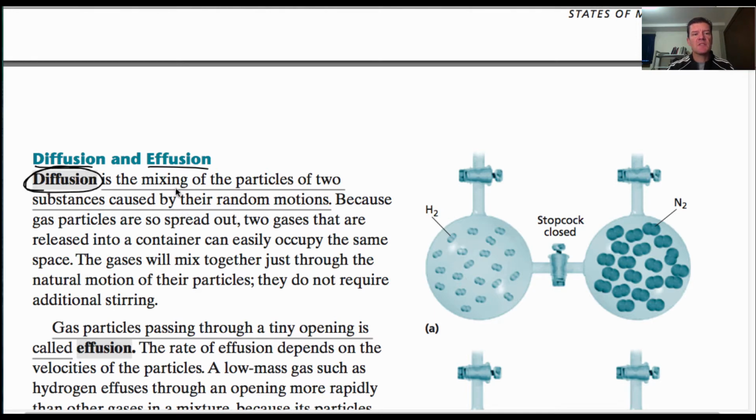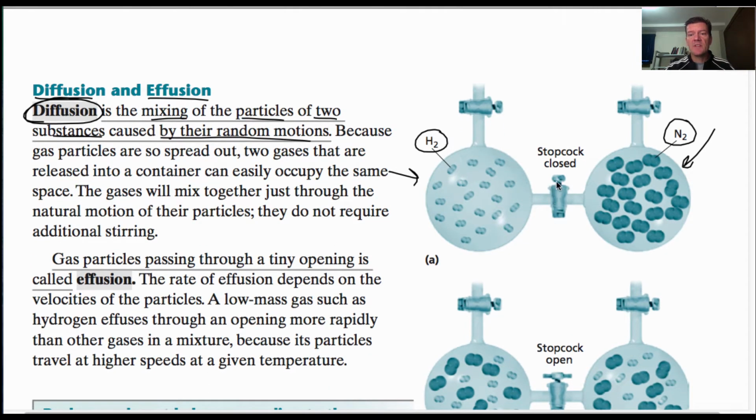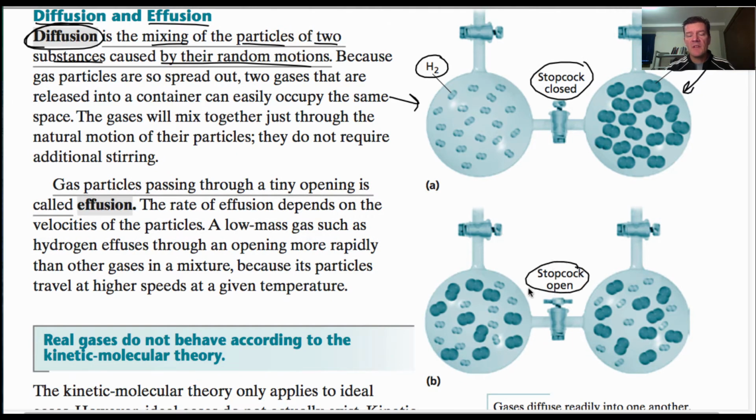Diffuse basically means it is the mixing of the particles of two substances caused by their random motion. Remember, gas particles are always moving. So if you have here, this container has hydrogen gas in it, this container has nitrogen gas in it. Notice they're both diatomic, okay? And the two containers are connected, but this valve is closed. All right? If we open up this valve, then you'll notice that they start to mix because they're randomly moving.